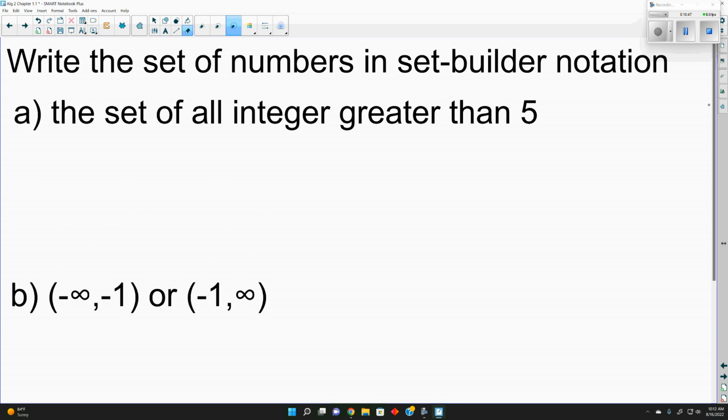And we'll look at the top one first, the set of all integers greater than 5. So this is what we're going to start this out with.